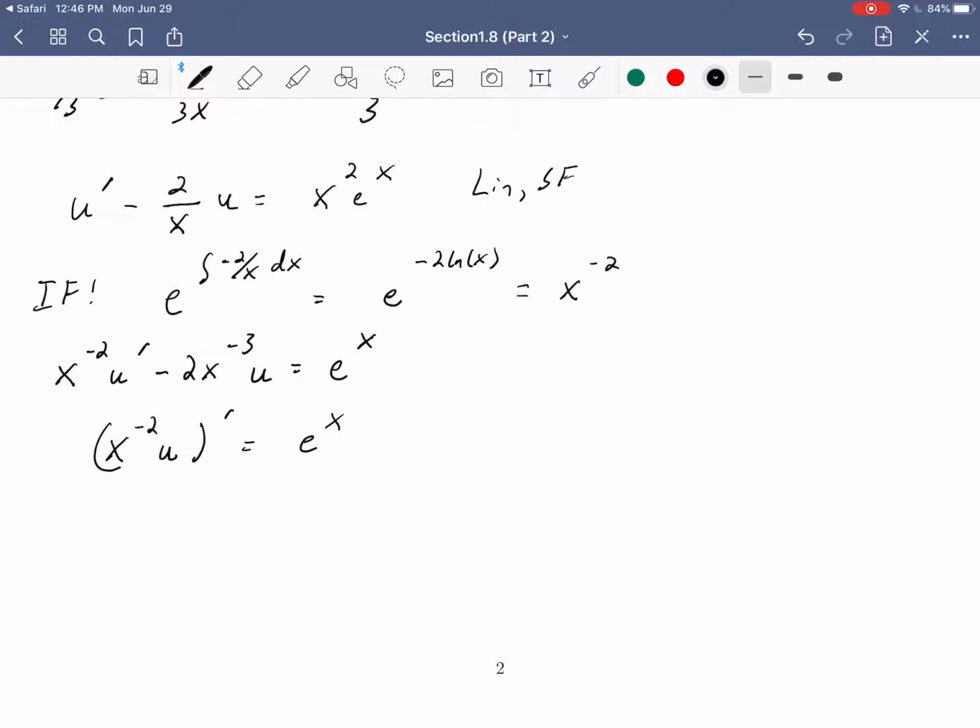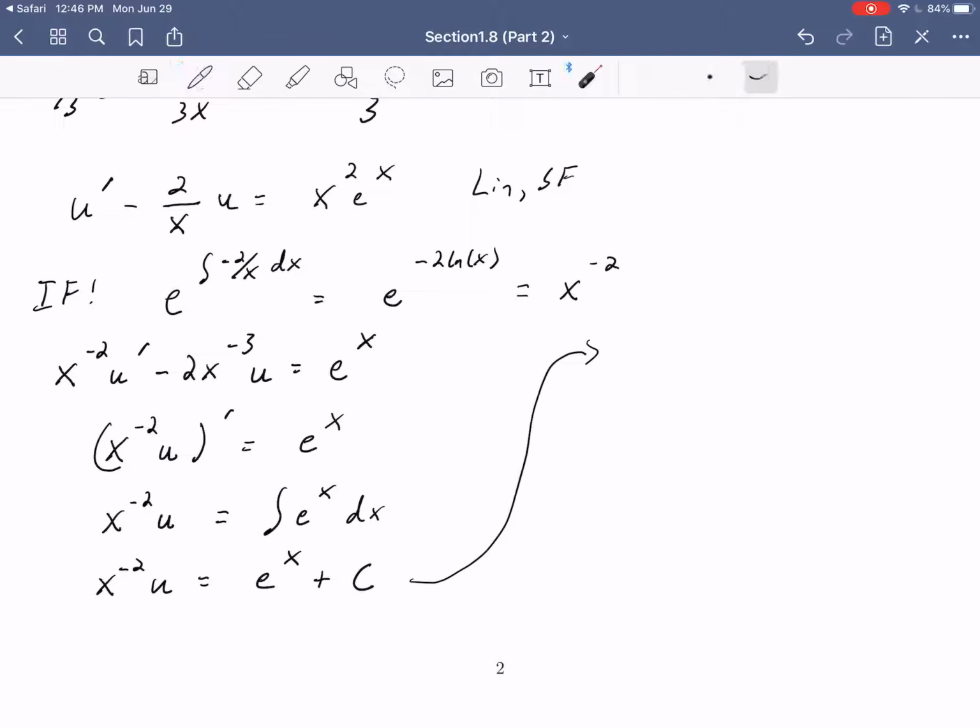Now we can integrate with respect to x. So x to the negative 2 u is going to be the integral of e to the x dx, which means we get x to the negative 2 u is e to the x plus c. All right, we'll take this over here to finish that up. Can we do some manipulations? Well, it's easy to bring that x to the minus 2 over by multiplying by x squared on both sides. So we get u is x squared e to the x plus c x squared.